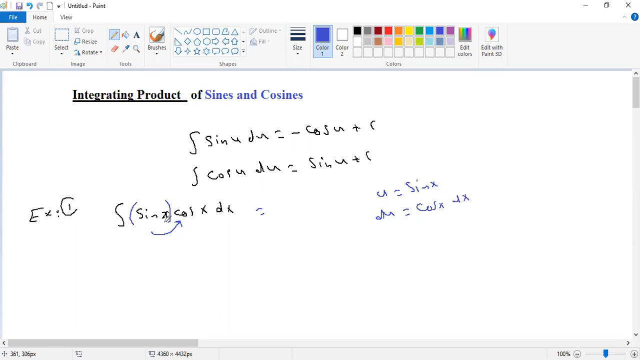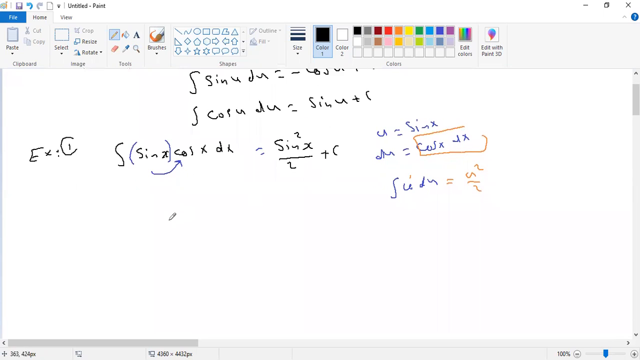So then I can write the integral as the integral of u du. Why u? Because sine x is u, and cosine x dx is du. So what is the answer? The answer is u squared over 2, because u is to the power 1. So then I can write the answer directly: sine squared x over 2 plus c. So this is the answer, like I said here, u squared over 2 because u is sine x.